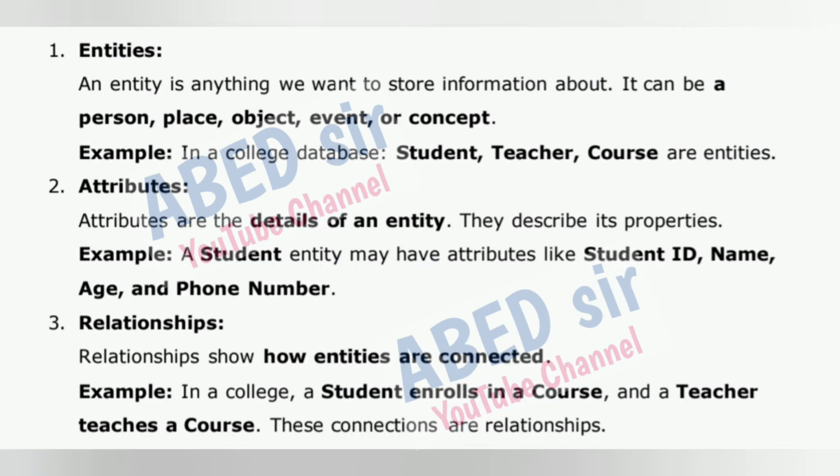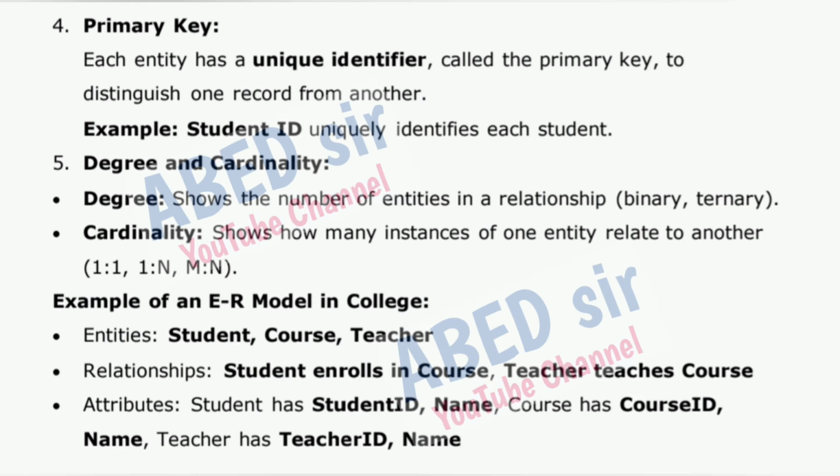3. Relationships. Relationships show how entities are connected. Example, in a college, a student enrolls in a course and a teacher teaches a course. These connections are relationships. 4. Primary key. Each entity has a unique identifier called the primary key to distinguish one record from another. Example, student ID uniquely identifies each student.